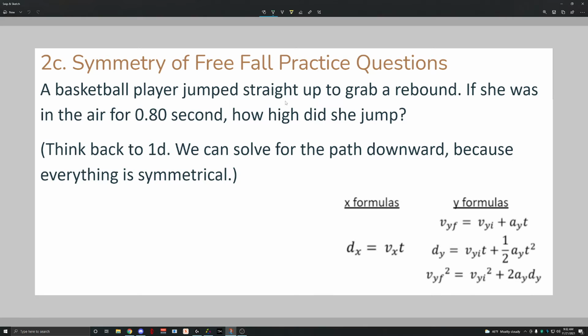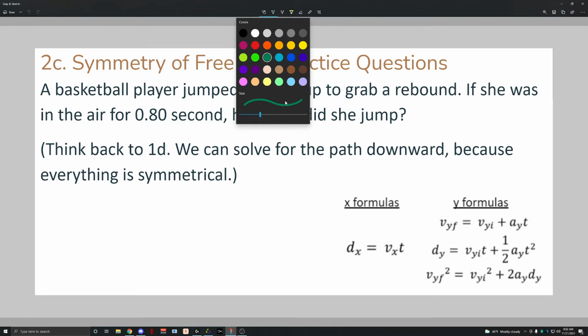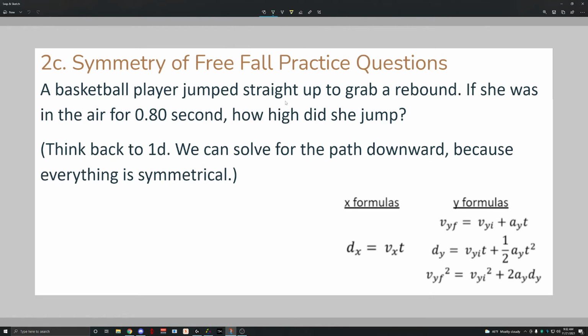So 2C, this question is a bit trickier. It says the basketball player jumped straight up to grab a rebound, and if she was in the air for 0.8 seconds, how high did she jump? Now, this question is phrased very specifically, right? It says that you're in the air for 0.8 seconds. And so, how high did she jump?